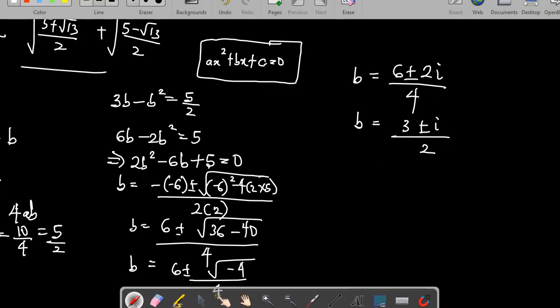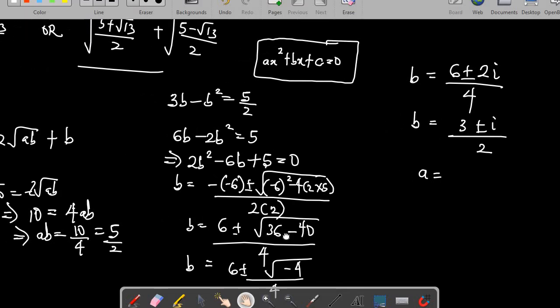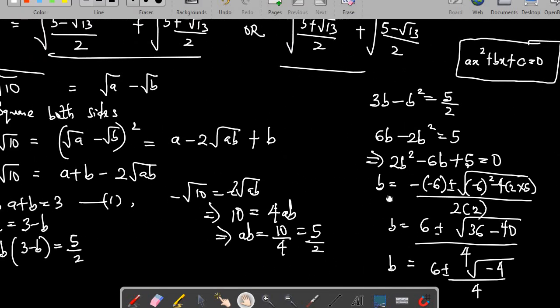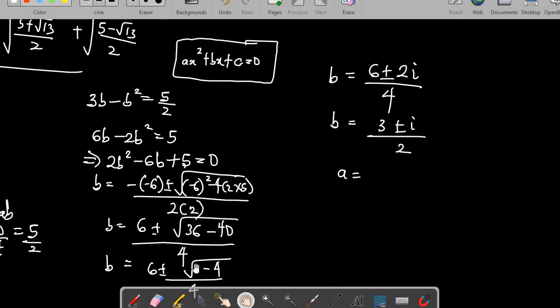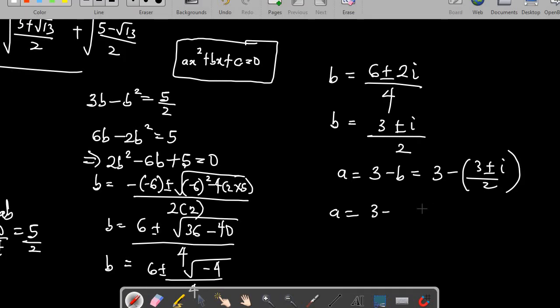So this is b. Then our a will be equal to, since we said a is 3 minus b, our a will be equal to 3 minus b, where b is 3 plus or minus i over 2. So our a now will be equal to 3. The LCM is 2, so that will be 2 times 3, which is 6. Then you have 3 plus or minus i. Okay, if you open a bracket, you have 3 minus or plus i over 2. So this is our a.